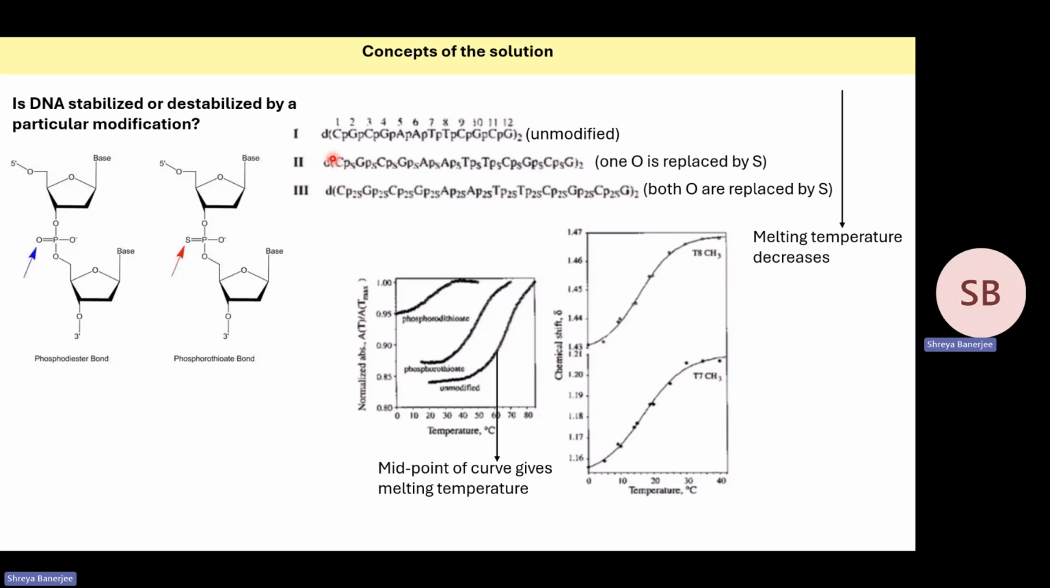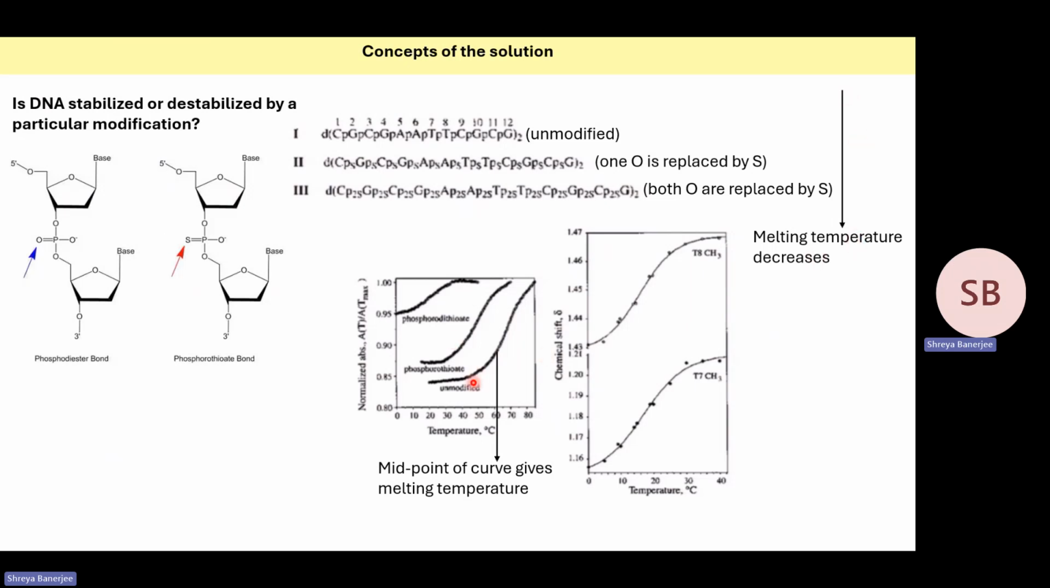It can be a phosphomonothionate. The unmodified is just written as the nucleotide and the pentose sugar with a small p. Now, one oxygen being replaced by sulfur is written as CPS, GPS, and so on. So one S is written. And if both oxygen are replaced by sulfur, phosphorodithioate, then it is written as CP2S, GP2S, and so on. As the oxygen is replaced by sulfur, the DNA becomes more unstable. So the melting temperature becomes lower.